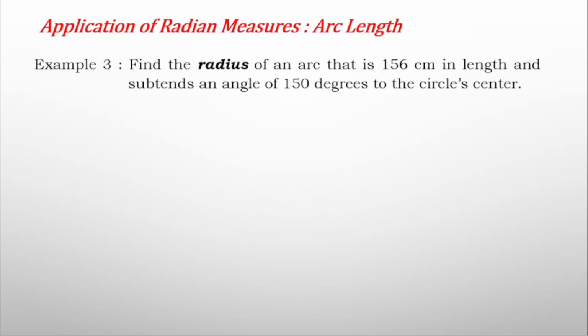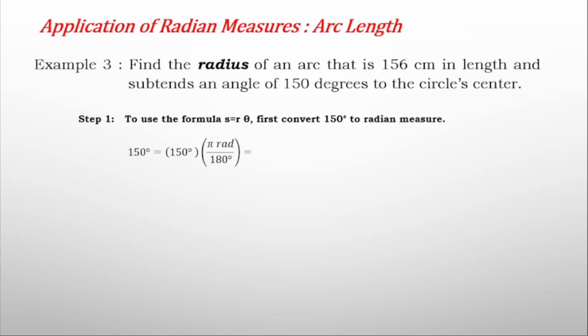Example number 3. Find the radius of an arc that is 156 centimeter in length and subtends an angle of 150 degrees to the circle's center. Step 1. To use the formula s is equal to radius times theta, first convert 150 degrees to radian measure. So we have 150 degrees times pi radian over 180 degrees. Cancel out the degree symbol. Then we have 150 pi over 180 radian.